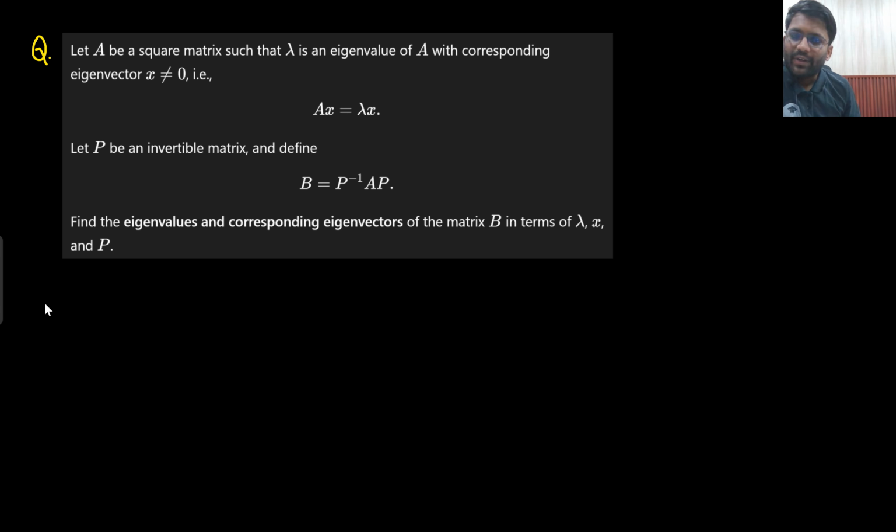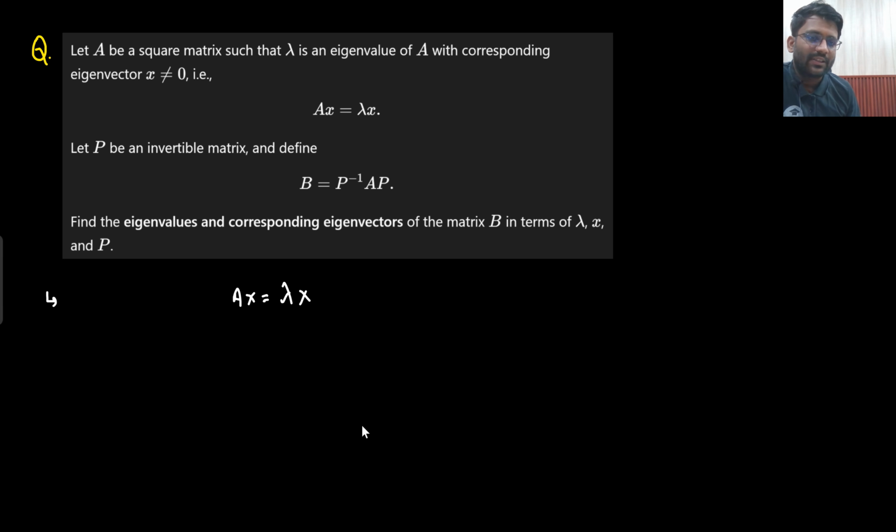Yeah, welcome back. Did you try this question? What is given? Ax equals lambda x is given. That means with respect to matrix A, we have eigenvalue lambda and the corresponding eigenvector is x. This is what is given. We need to find the eigenvalue and eigenvector for P inverse AP.